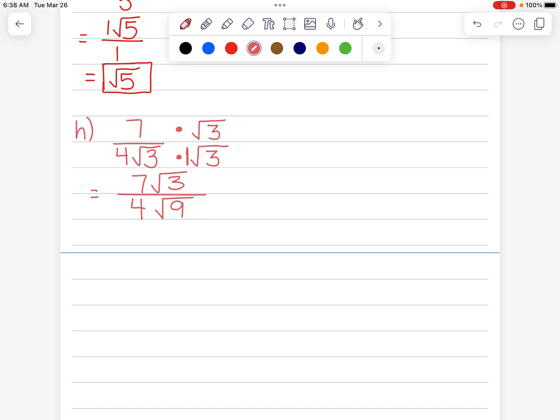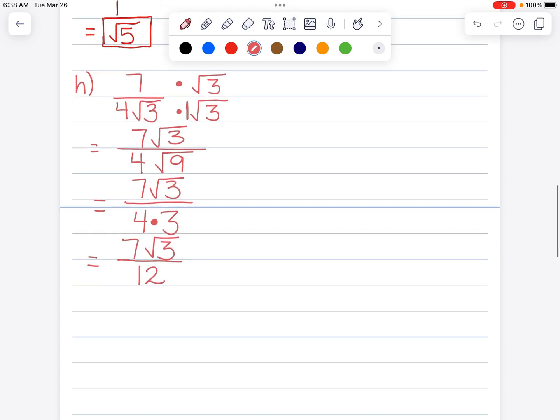Now, that square root of 9 in the denominator does simplify, so I end up getting 7 square root of 3, which was on the top, over the 4 that was already there, and the square root of 9 is 3. Remember, it's multiplication between these. And I can multiply that 4 and that 3. 7 square root of 3 over 12.